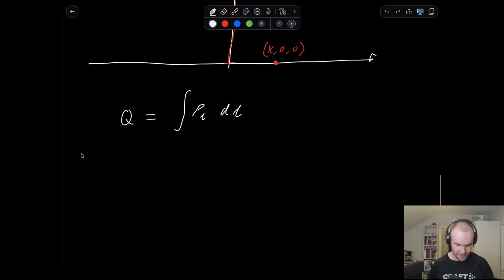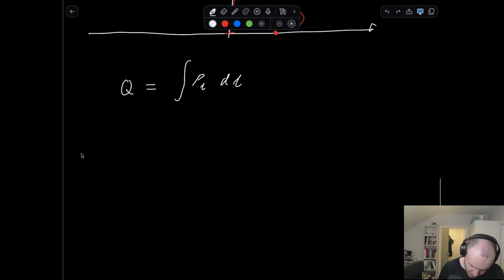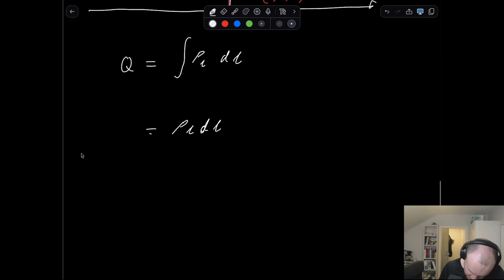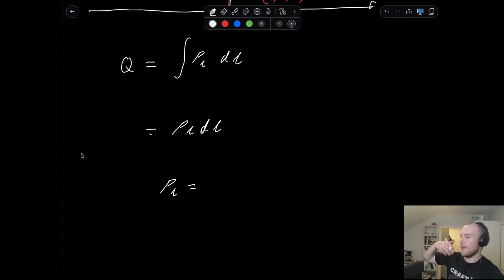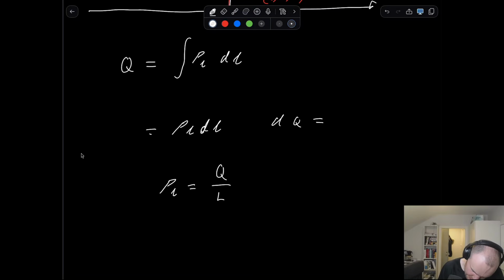So we have this integral here, but what we want is dq. We don't need the integral, right? So for just one piece, that's just rho L dl. Now rho L is, of course, like we did earlier, the density. So the density would be the whole charge divided by the volume, or the whole charge divided by the line, which means that dq is equal to Q over L dl.